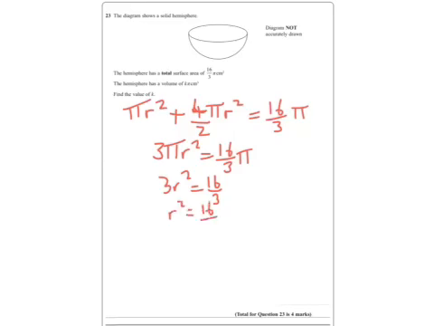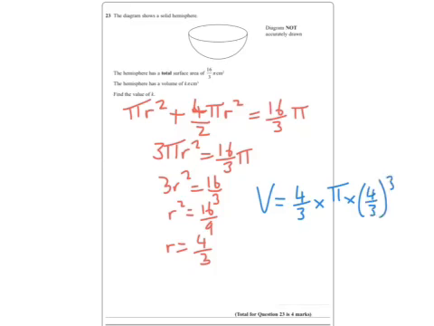therefore is 16 over 9, and r, although it could be minus 4 over 3, we're not going to have a length of minus 4 over 3, are we? Now we've got r, and we can work out the volume, and that's 4 thirds times pi times 4 thirds cubed times a half. Okay, because it's a hemisphere.